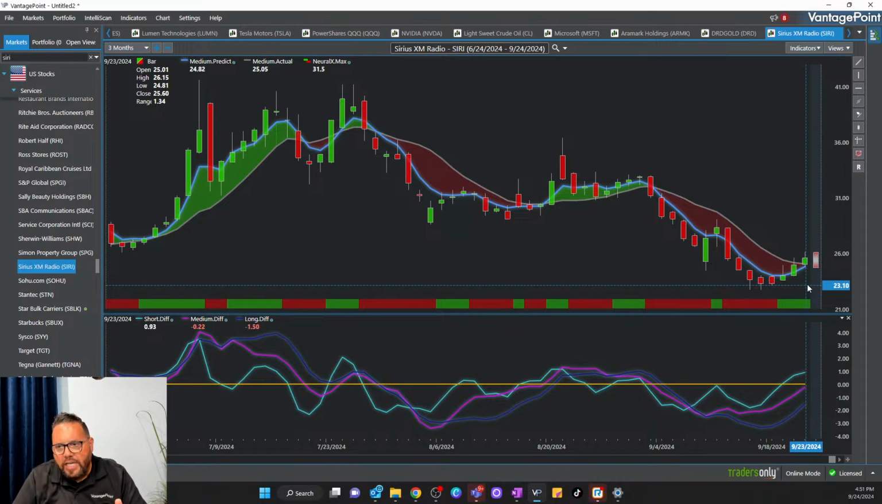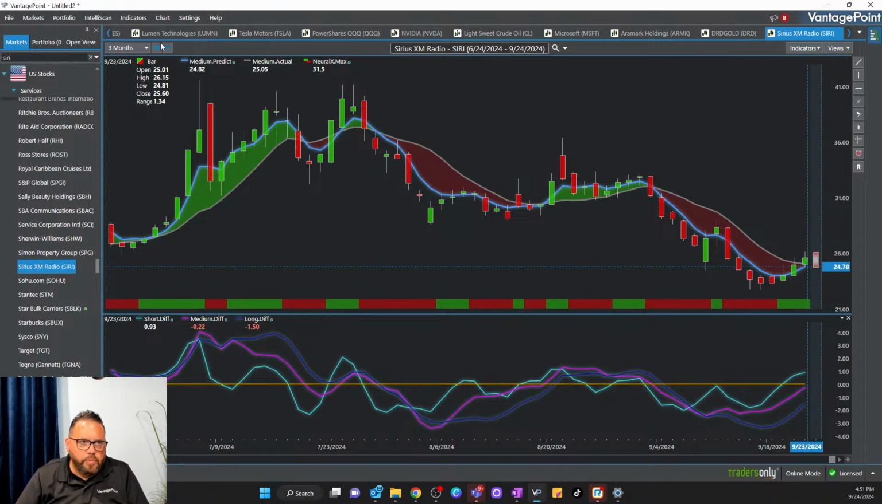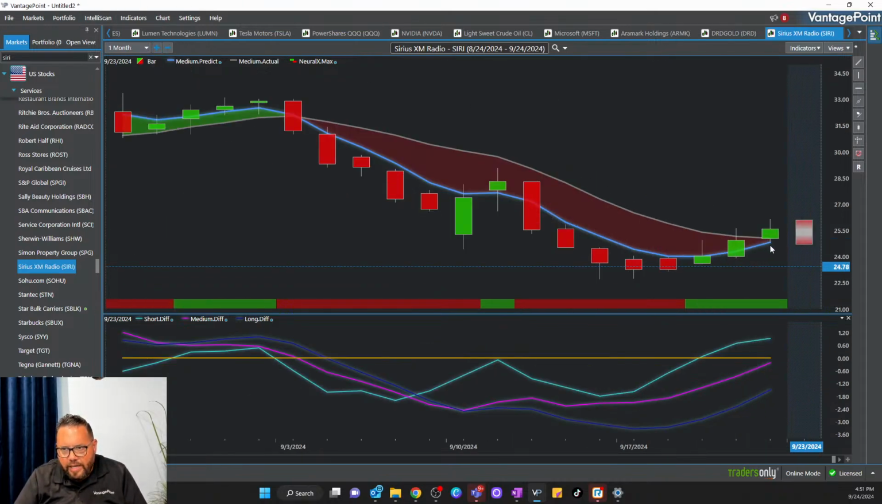It didn't go from red to green, all right? Let me zoom in on it to show you a little bit better. See that? It's still red in between that shaded area. The predicted high and predicted low, red, saying we're expecting lower highs and lower lows.